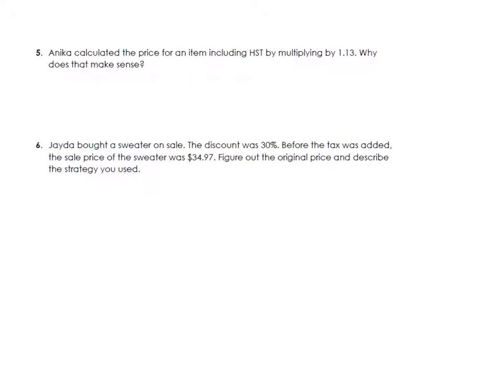Number 6. Jada bought a sweater on sale. The discount was 30%. Before tax was added, the sale price of the sweater was $34.97. Figure out the original price and describe the strategy that you used. So this question is not an easy question, but we can figure it out based on all the things that you've learned in the past.